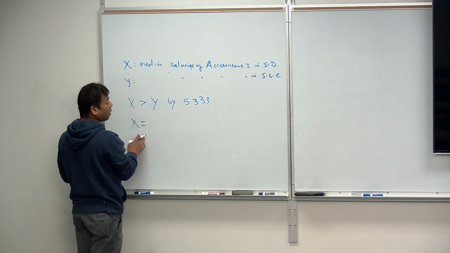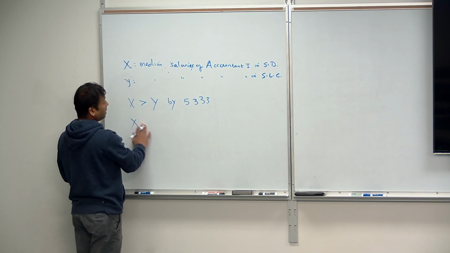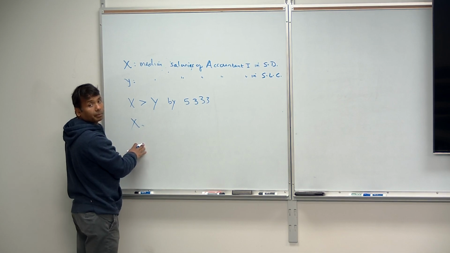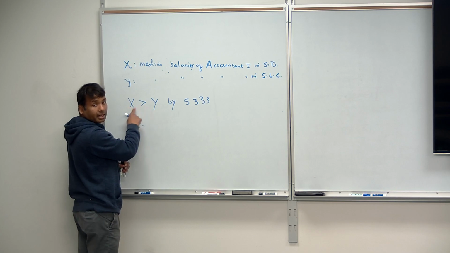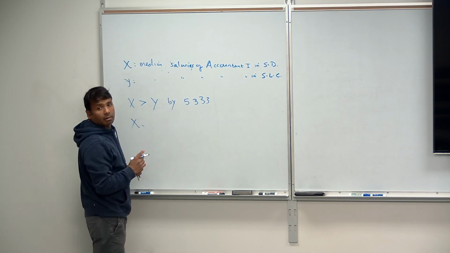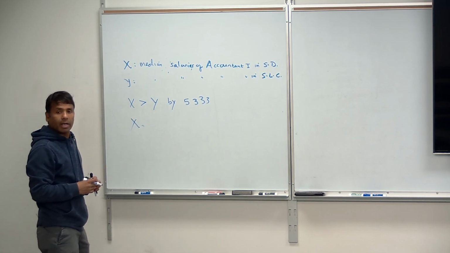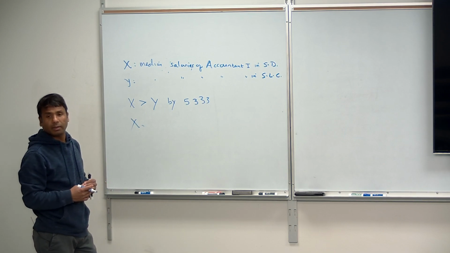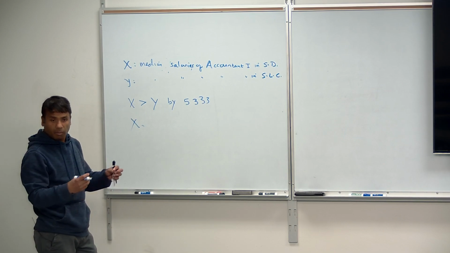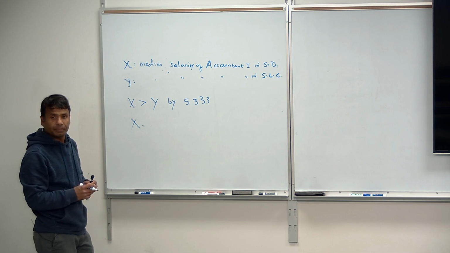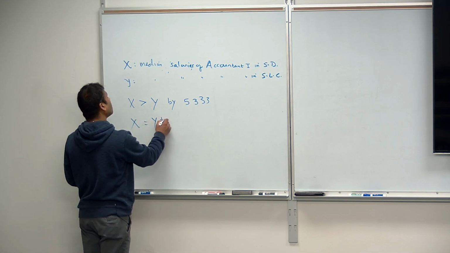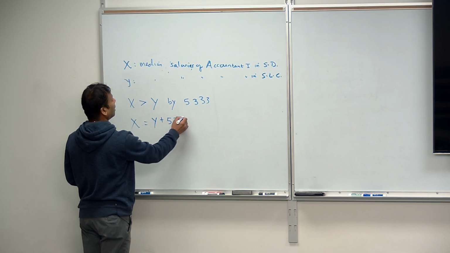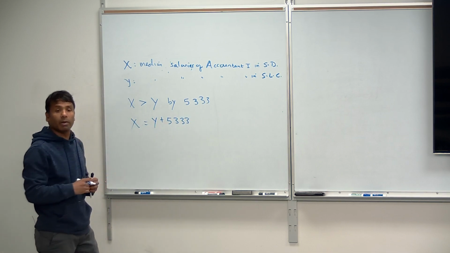So if you want to make an equation, what will be the equation? X is greater than Y by $5,333, right? So how do you make an equation? You have to balance. X equals Y plus this. Now it is an equation. That makes sense?